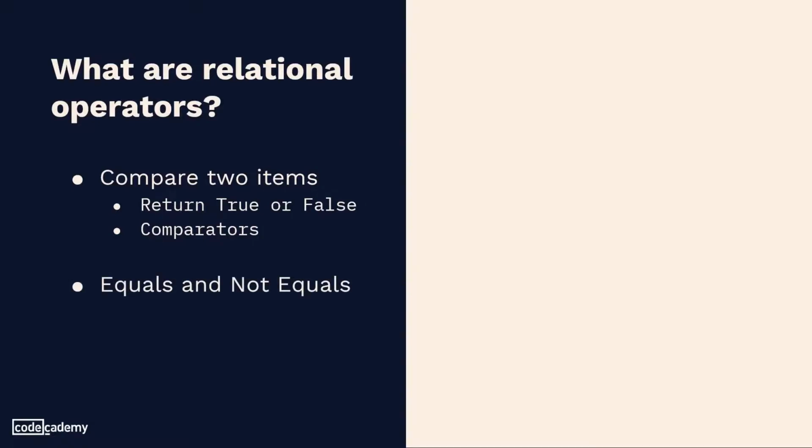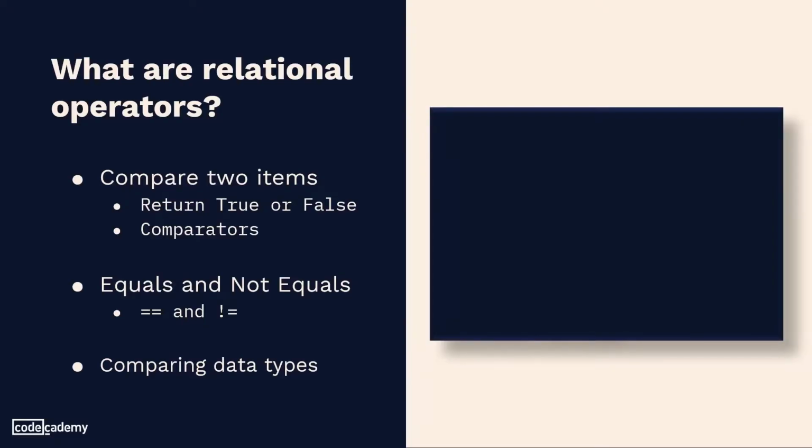2 of the main relational operators are equals and not equals. These use double equal signs and an exclamation point followed by an equal sign. One of the common use cases is not only to compare values, but also to compare data types. Double equals will test if the data types are the same, then if the values are the same. Let's take a look at some examples on the right.